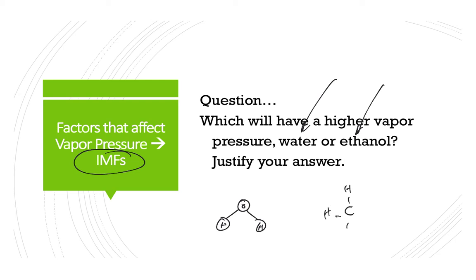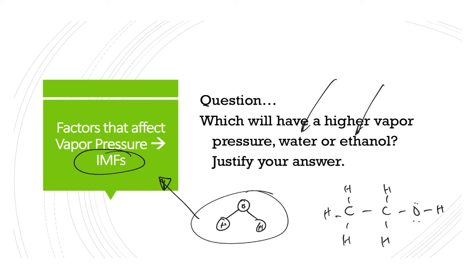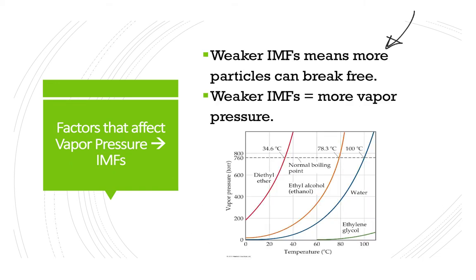We know that water has extensive hydrogen bonding in it, and so therefore the IMFs of it are going to be greater. Now you can imagine that if the IMFs are greater, that means it's going to be harder for that substance to evaporate and generate gas particles. So as a result, weaker IMFs means more particles can break free, so weaker IMFs equal more vapor pressure. Greater IMFs equal lower vapor pressure. So that's it. IMFs and temperature are about the only things that affect the vapor pressure of a substance.